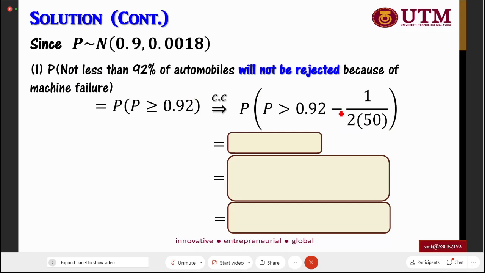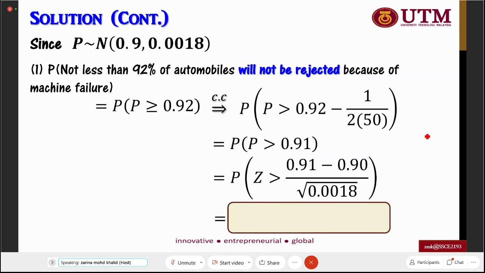The second one also, we're talking about the proportion of these automobiles that will not be rejected. So you can still use the probability distribution for P. When we say between, it means you have 0.88 less than P less than 0.92. Be careful with the inequality. Between means you don't include. If it's from 2, you include both values.